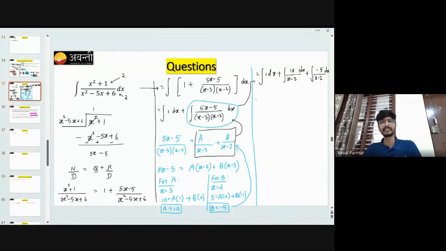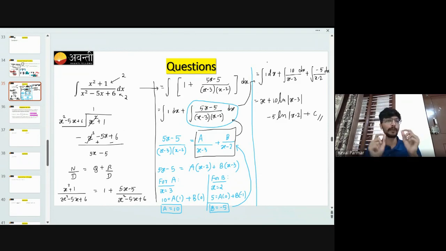अभी तो सबका इंटीग्रेशन पता है. वन का इंटीग्रेशन इज x प्लस 10 तो कांस्टेंट है, it will come out, and इसका इंटीग्रेशन ln mod x minus 3, minus 5 is constant, it will come out, and इसका इंटीग्रेशन ln mod x minus 2, and last में what we should not forget, it's plus c. So this is my answer. I hope it is very clear.